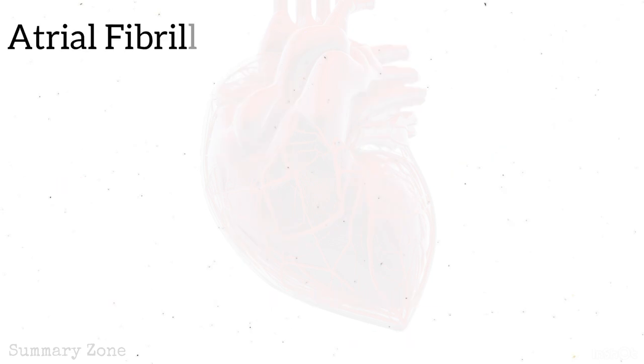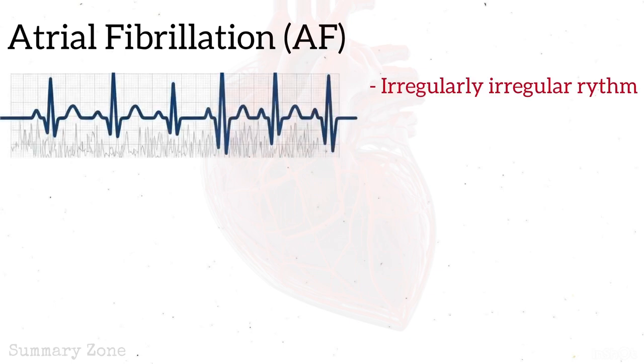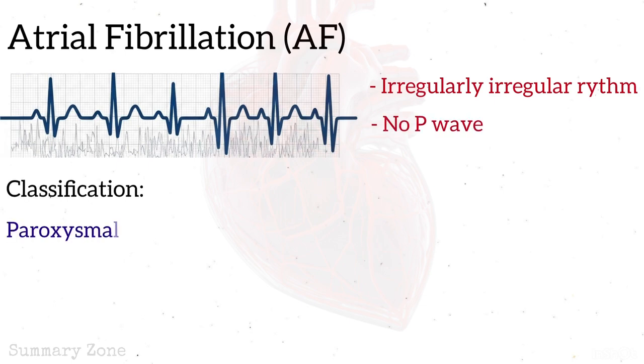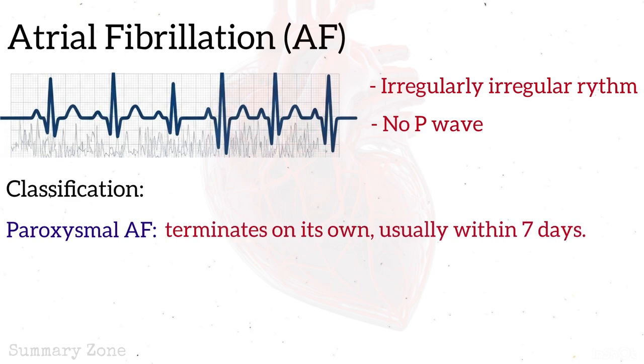Atrial fibrillation. Next, we move to the most common pathological arrhythmia, atrial fibrillation, or AF. The classic description is an irregular rhythm with no discernible P waves on the ECG. AF can be classified based on its duration. Paroxysmal AF. This is AF that terminates on its own, usually within 7 days.